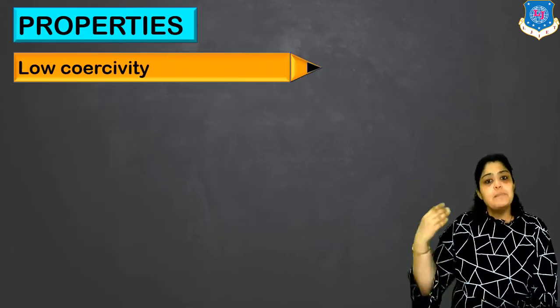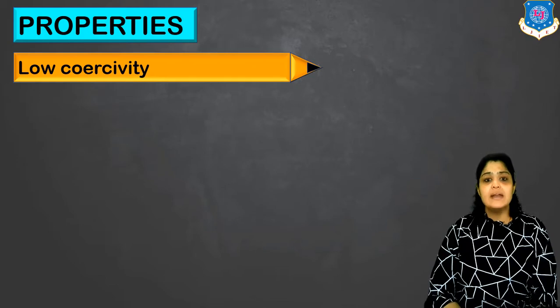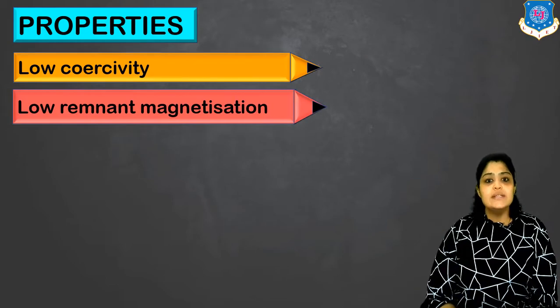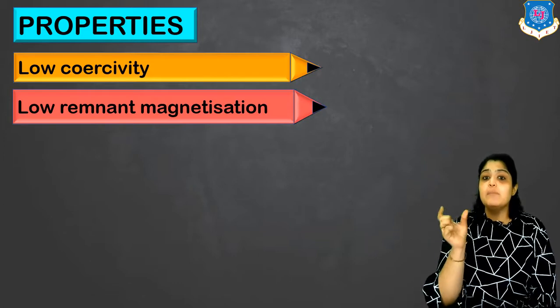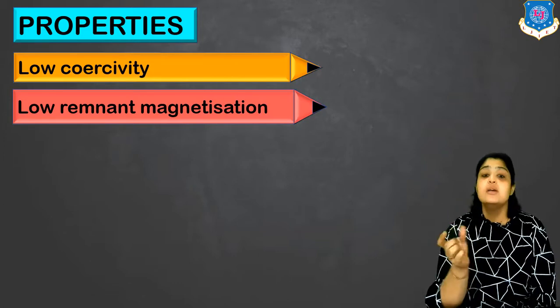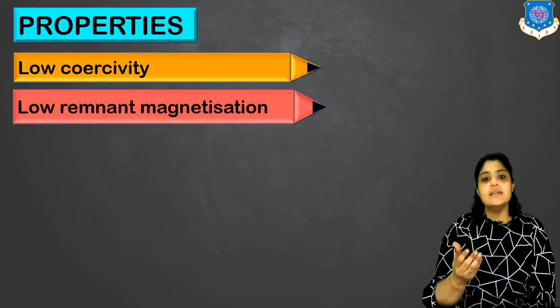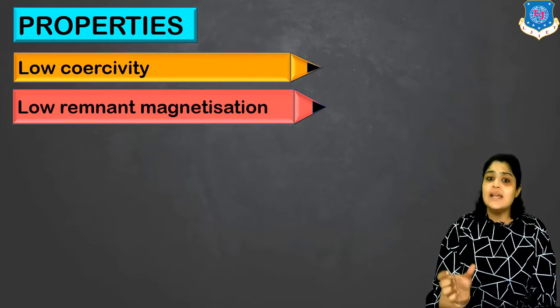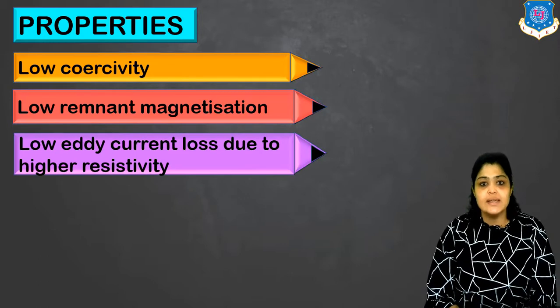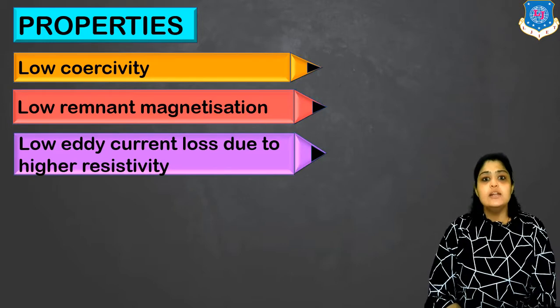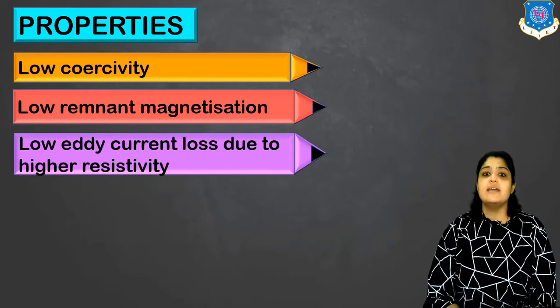Now let's see some properties of soft magnetic materials. They have a low coercivity and a low remanent magnetization. Low coercivity because the area is small. You can also say the remanent magnetization is less, so with a low coercive field they will easily get demagnetized. They have a low eddy current loss because of higher resistivity.